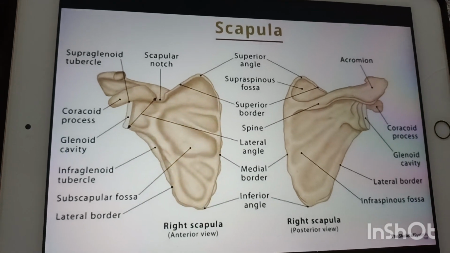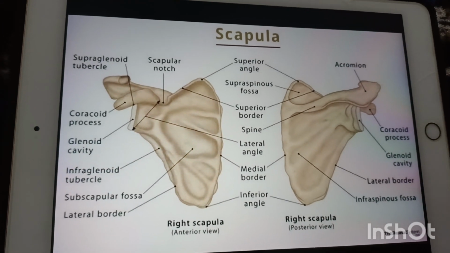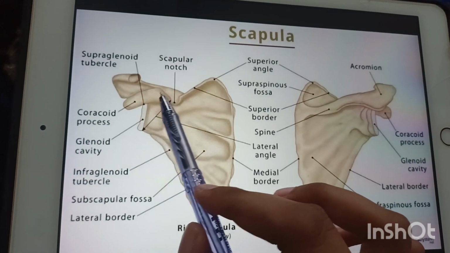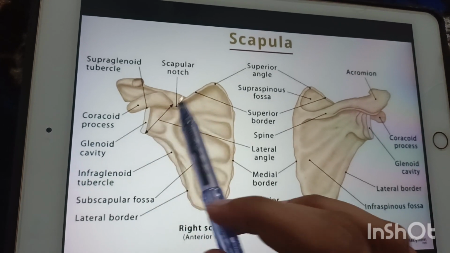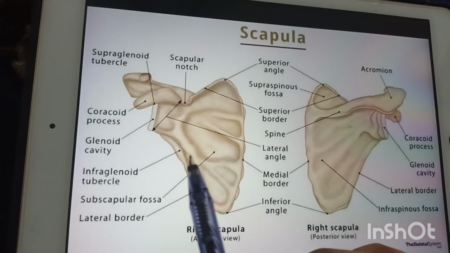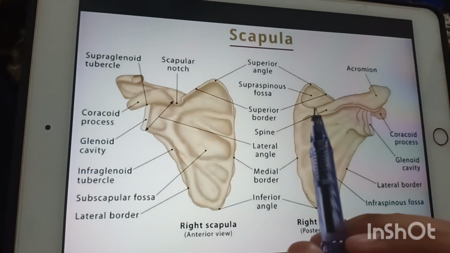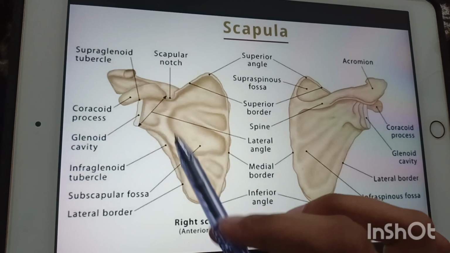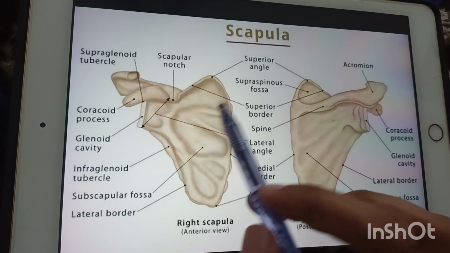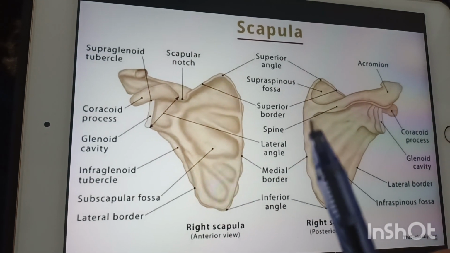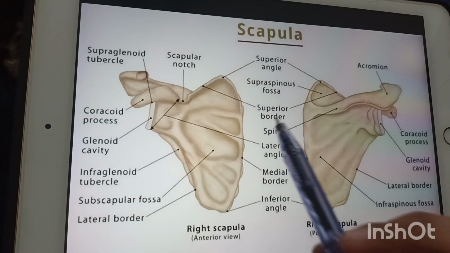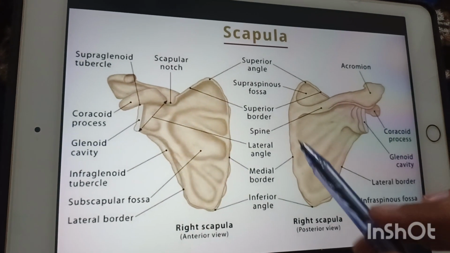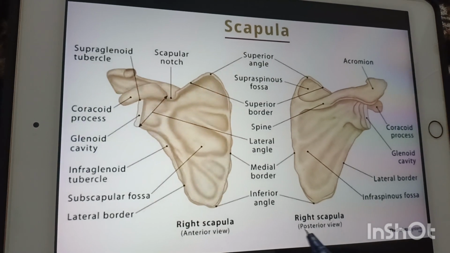Now let's study the attachments. This is the coracoid process. At the coracoid process, three muscles attach. Number one is coracobrachialis, then biceps brachii, and pectoralis minor. And this is the ventral surface. We can see we have ridges. The serratus anterior muscle attaches to these ridges. And this is the dorsal view, which is the posterior view.